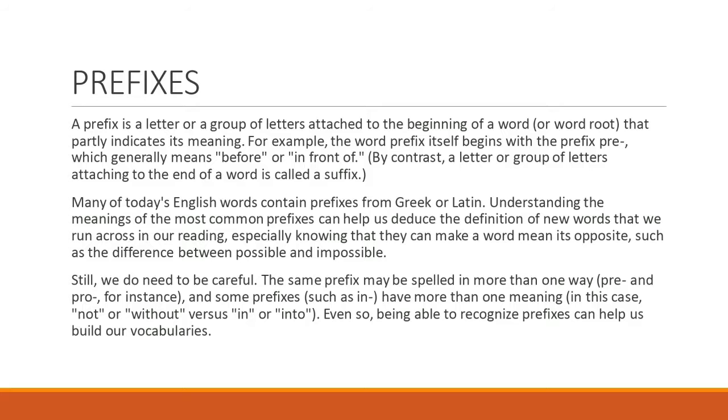Now have a look at prefix. A prefix is a letter or a group of letters attached to the beginning of a word, or we can say word root, that partly indicates its meaning. For example, the word prefix itself begins with the prefix pre-, which generally means before or in front of. By contrast, a letter or group of letters attached to the end of a word is called a suffix.